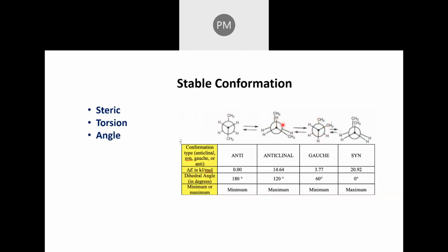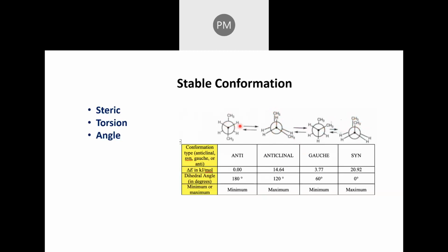So these are eclipsed conformations, but this conformation is more stable than this one, because there will be steric interaction between methyl and hydrogen here, and here there will be steric interaction between two bulky groups, two methyl groups. So this one, and then the anti-conformation.